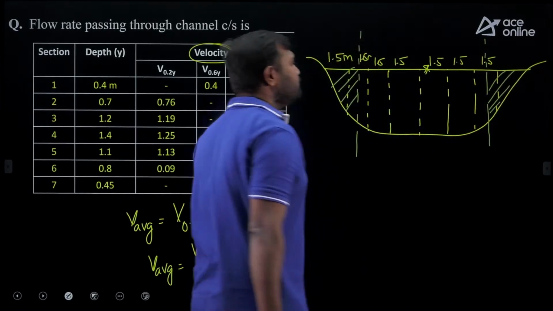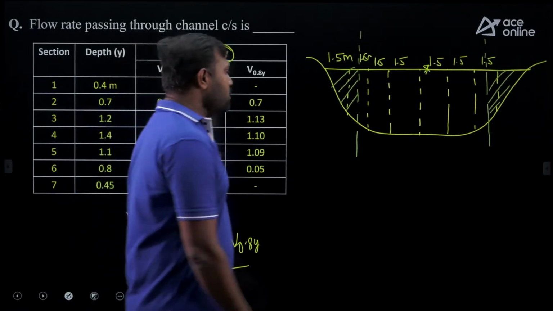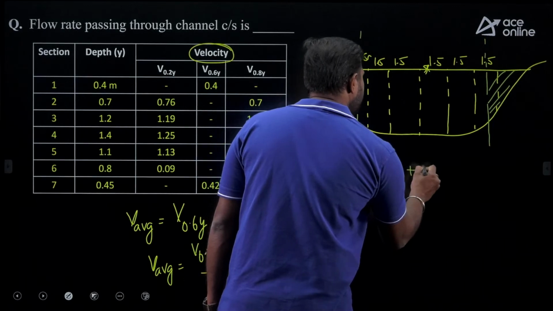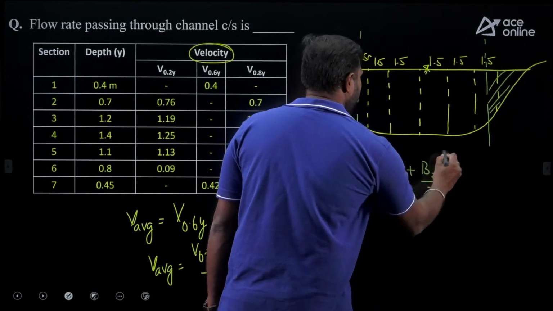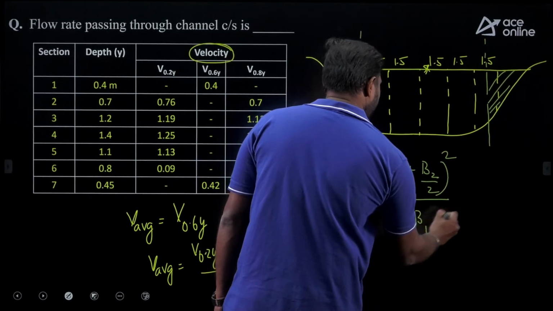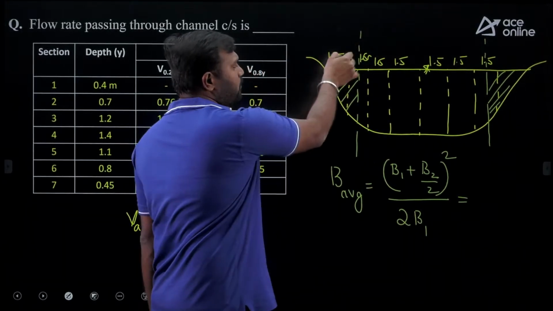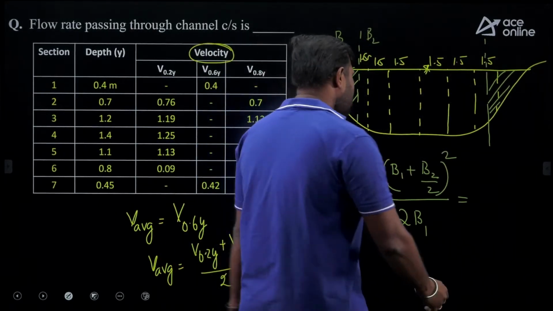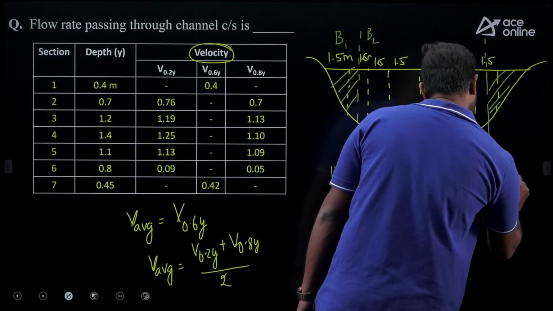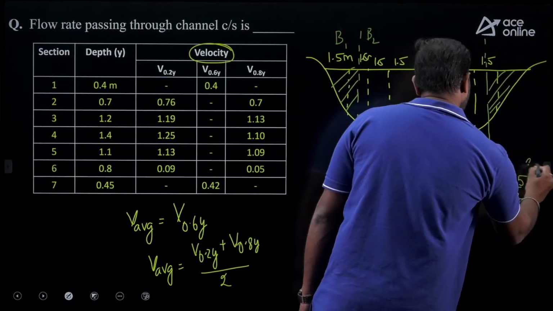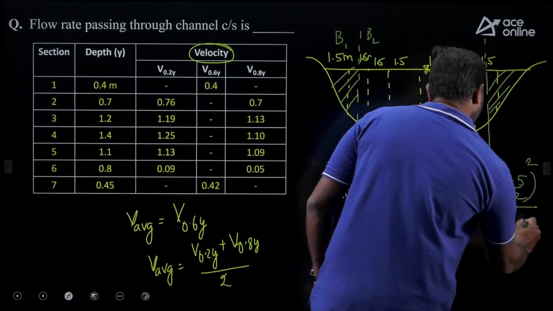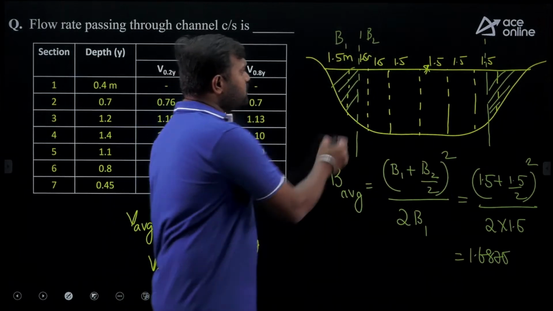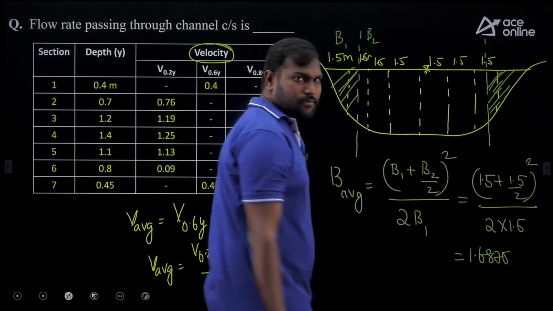For this last zone, the average width, we have one formula. The average width is equal to (B1 plus B2 by 2) whole square by 2 times B1. So what is B1 here? 1.1. You can take this one as B1, B2 and so on. Now if you see here, (1.5 plus 1.5 by 2) whole square by 2 times 1.5, this comes as 1.6875. For the first zone and for the last zone, we have the same value.